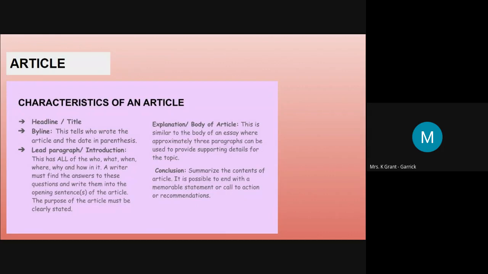And remember, the introduction here is pretty much for the writer to answer questions that will lead us to trying to get the purpose of the article. Then you have the explanation or the body of the article. This is similar, of course, to the body of the essay, where you have approximately 3 paragraphs, and these must be evidenced by supporting details. Then, of course, you want to close your article by summarizing the contents of the article. And if possible, it is best to leave a memorable statement or a call to action or recommendations.